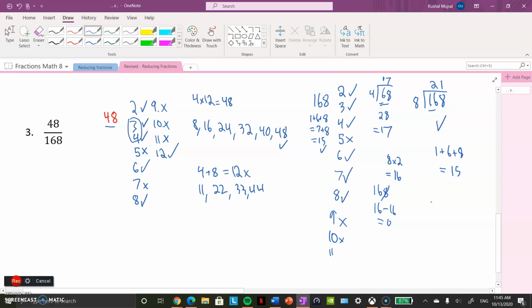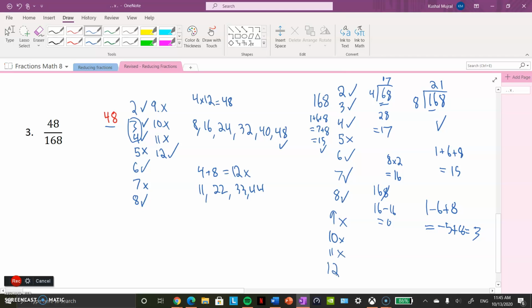So for 11, it's 1 plus, or no, not plus, sorry, minus. You take the first digit, 1, and then you subtract the next digit, and then you add the last digit, which is negative 5 plus 8, which is 3. 3 is not divisible by 11, so 11 doesn't work.